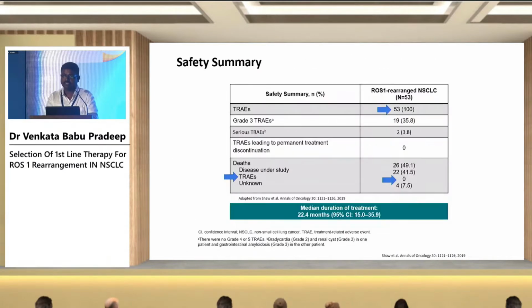Coming to the safety summary, there are no grade 4 and grade 5 side effects with the crizotinib in these set of patients. However, there are some deaths regarding the trial, but there is no treatment related deaths. So any death that occurs during the trial is included in the trial, but regarding the crizotinib toxicity, there are no deaths.